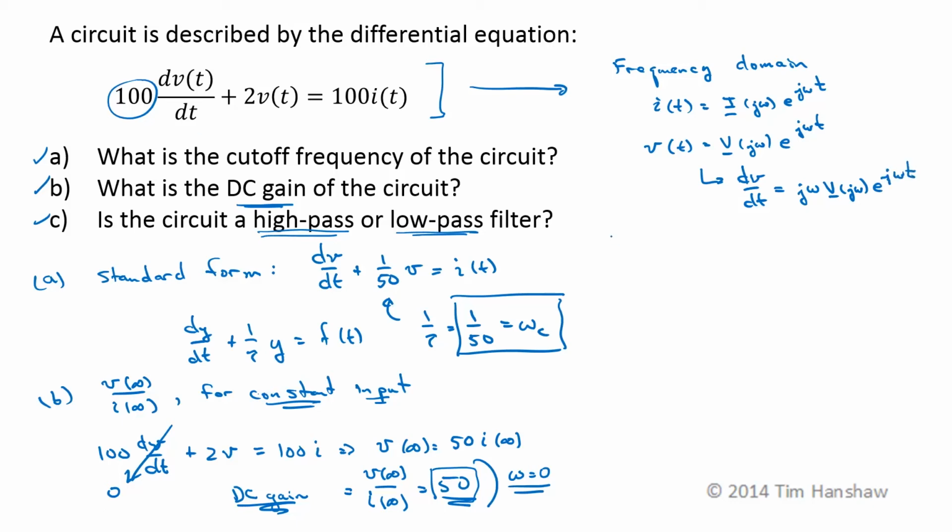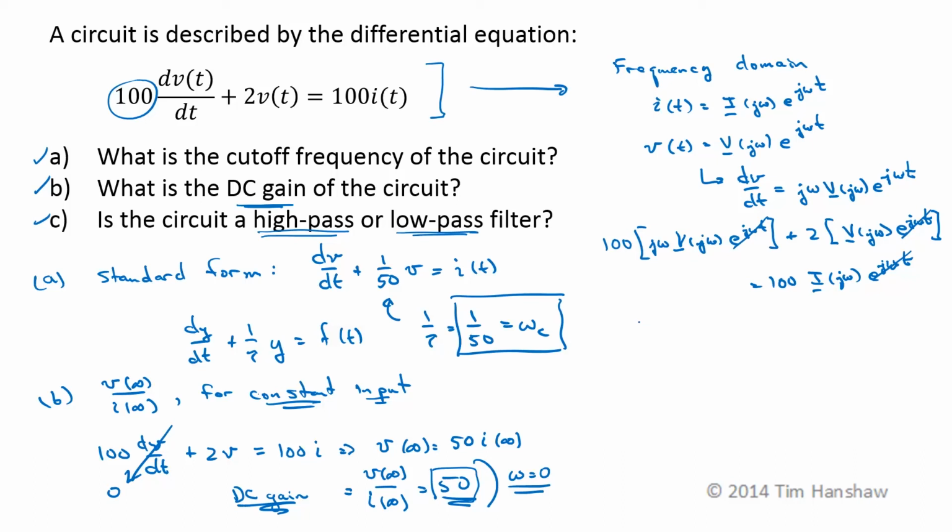Plugging all that into this differential equation, we get 100 dV/dt, which is j omega V of j omega e to the j omega t, plus 2 times V, which is the voltage phasor as a function of frequency, e to the j omega t. That's equal to 100 times I as a phasor function of frequency e to the j omega t. As always, the e to the j omega t's cancel, and solving for V of j omega, that is going to be 100 over this term plus this term, j 100 omega plus 2.